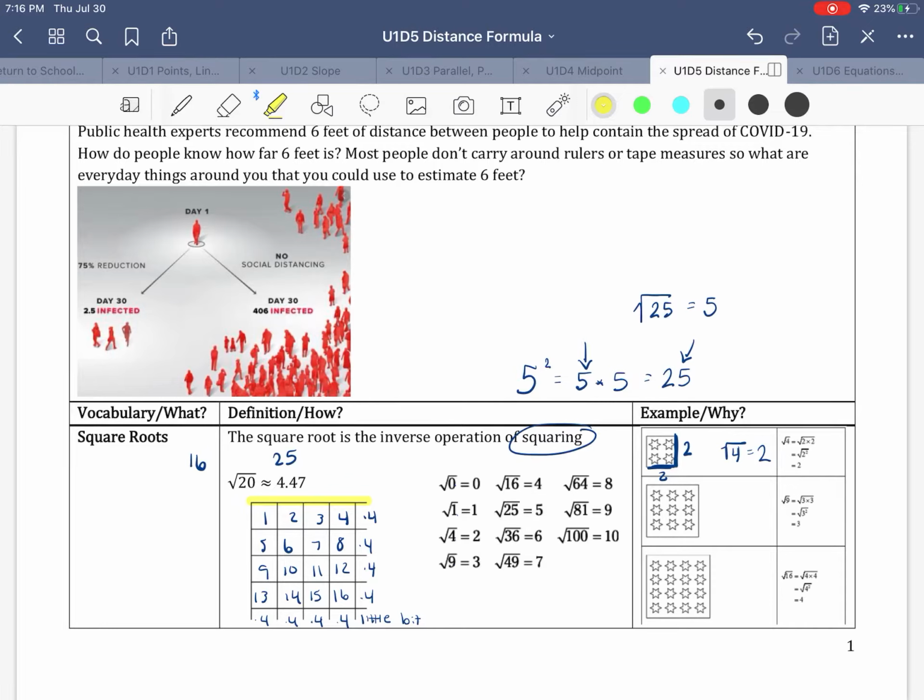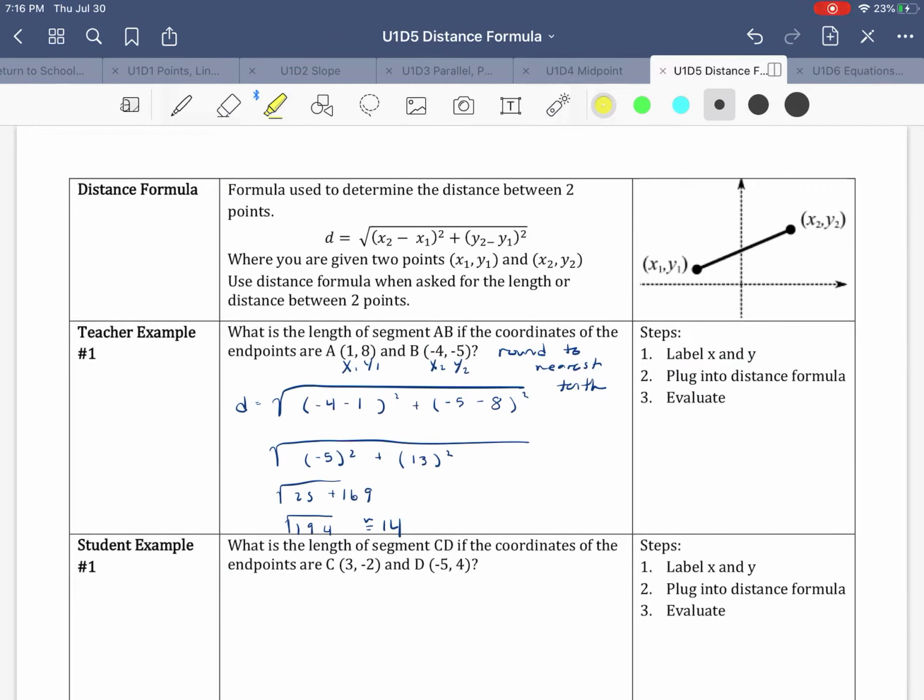For this lesson, we will be using decimal approximations. In later lessons, especially when we get to triangles and the Pythagorean theorem, we'll talk about simplifying radicals. Okay?